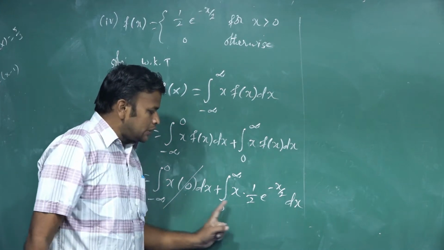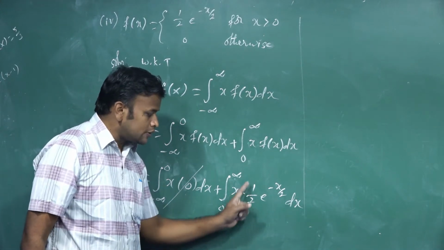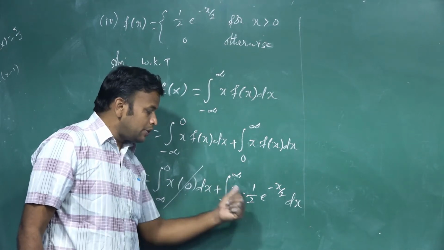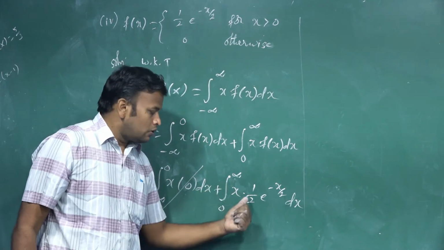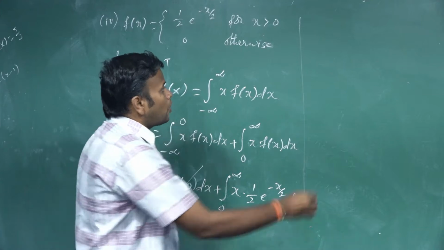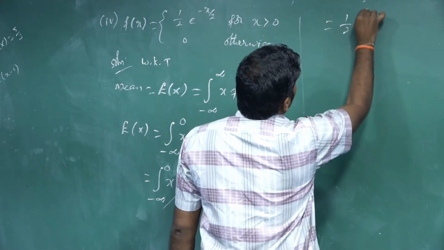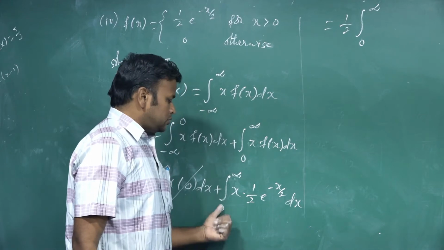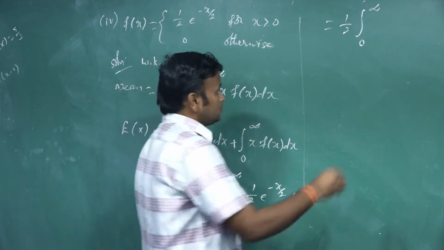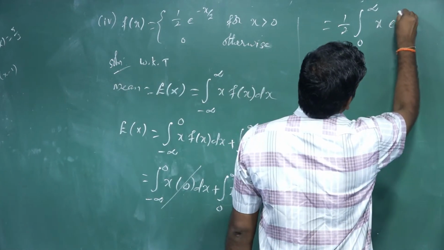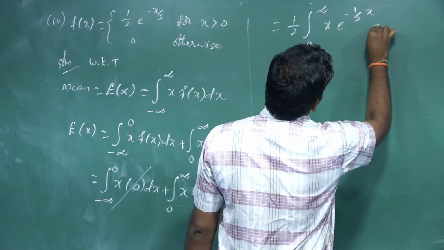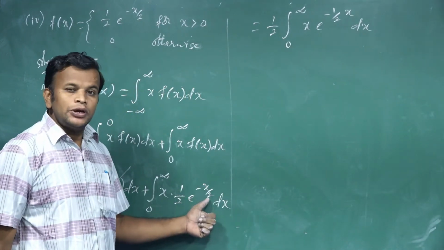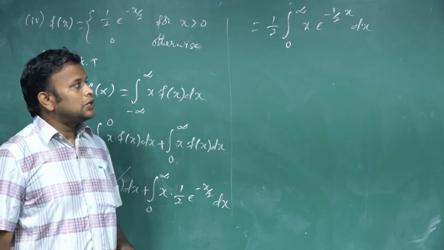Now you see in this integral, one constant is there. The constant is 1 by 2. When we integrate some terms, if some constant is there, we take the constant outside. Now we take outside the constant 1 by 2. So remaining, we take outside 1 by 2, 0 to infinity, x, and I write e power minus x by 2 as e power minus 1 by 2 into x.